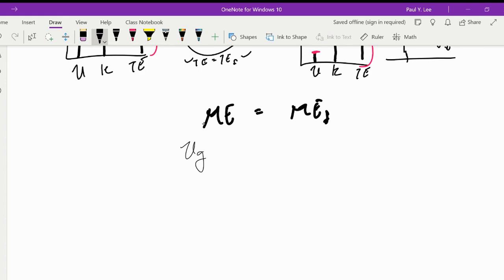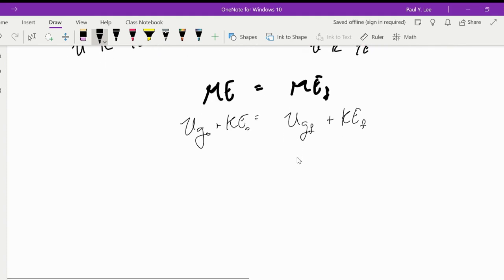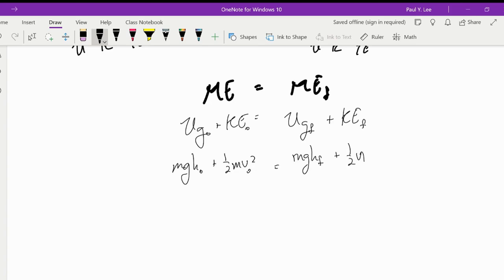All right, UG plus KE is equal to UG plus KE. These are all the final ones. Certainly you're getting lazy, I know. All right, so we got that. We have mgh initial plus 1/2 m v initial squared is equal to mgh final plus 1/2 m v final squared.